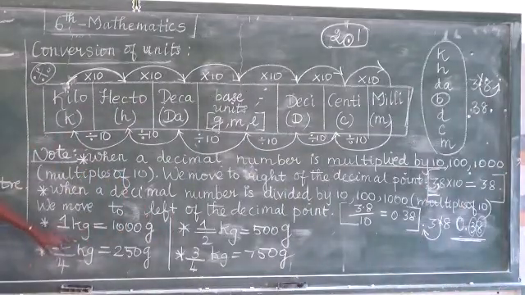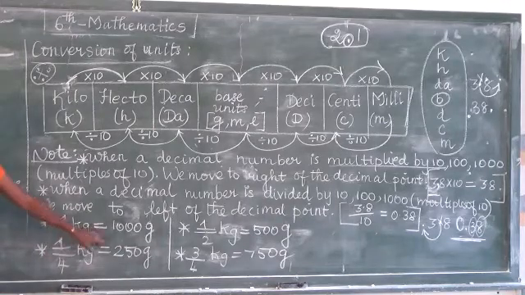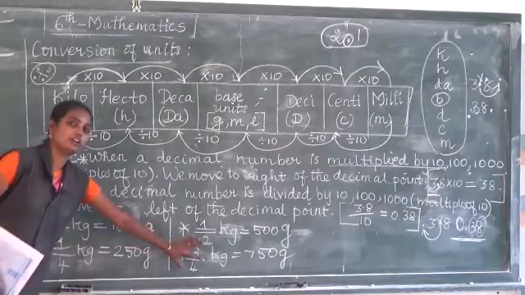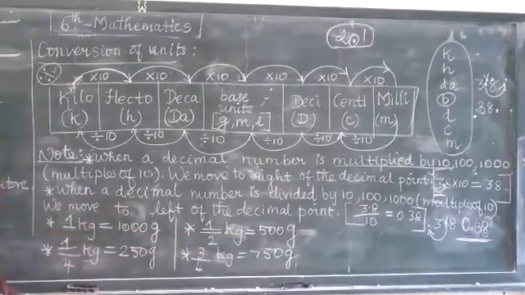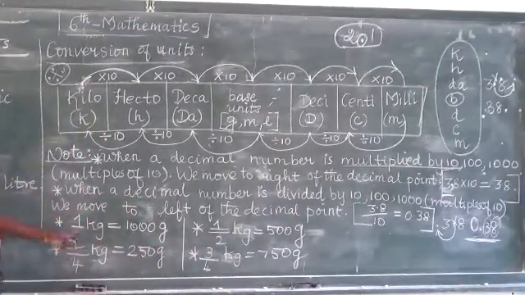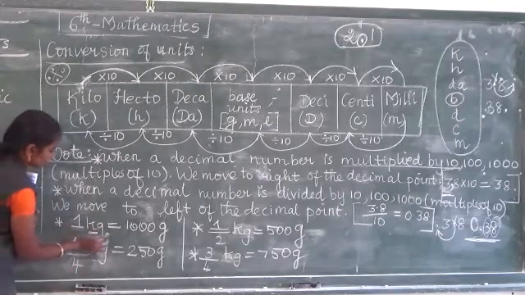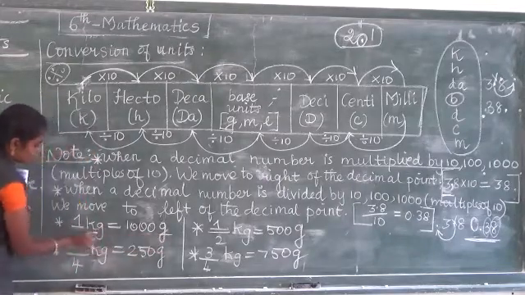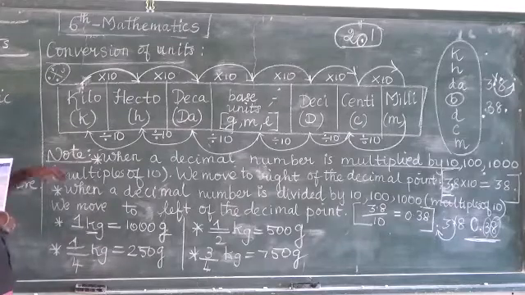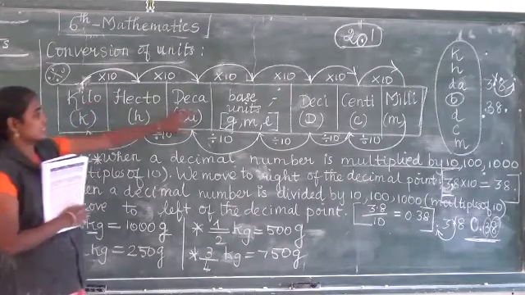Then the other four points we have. 1 kilogram equals 1000 gram. Why did I write these? Because these four we often use in solving problems. So here, kilo to gram. Yes or no? Kilo to gram means to the base unit. Where is the kilo? Here. Where is the base unit? Here.